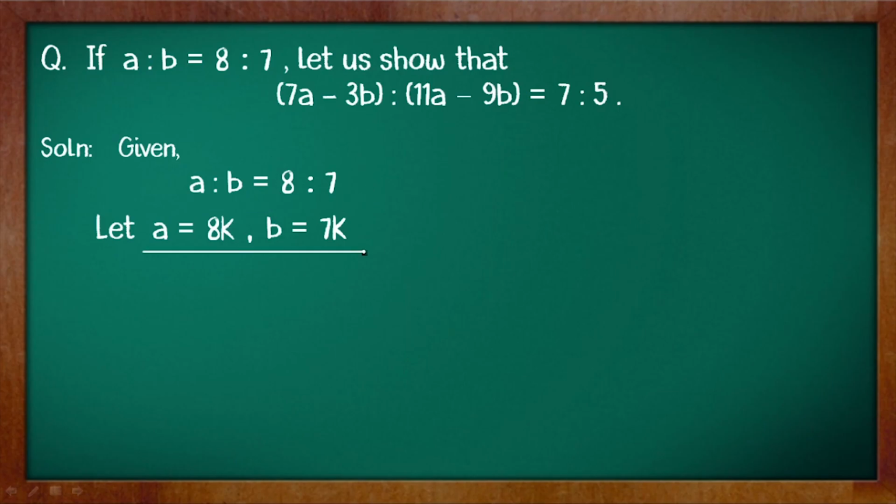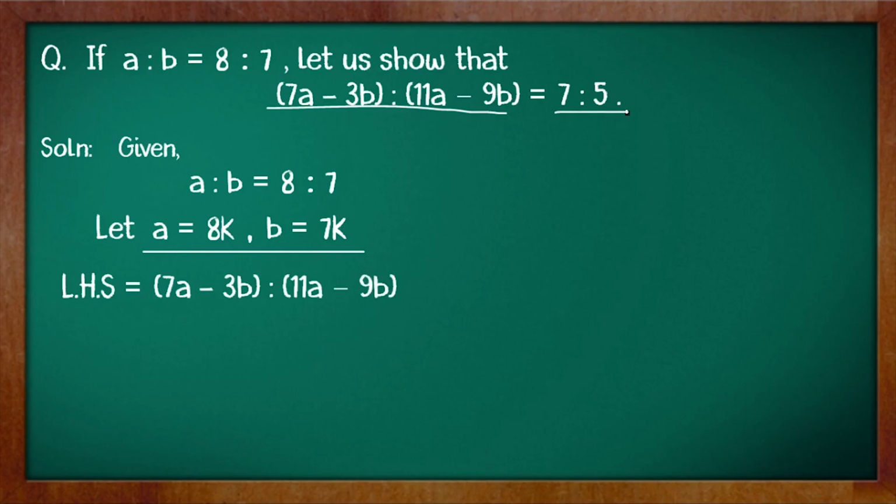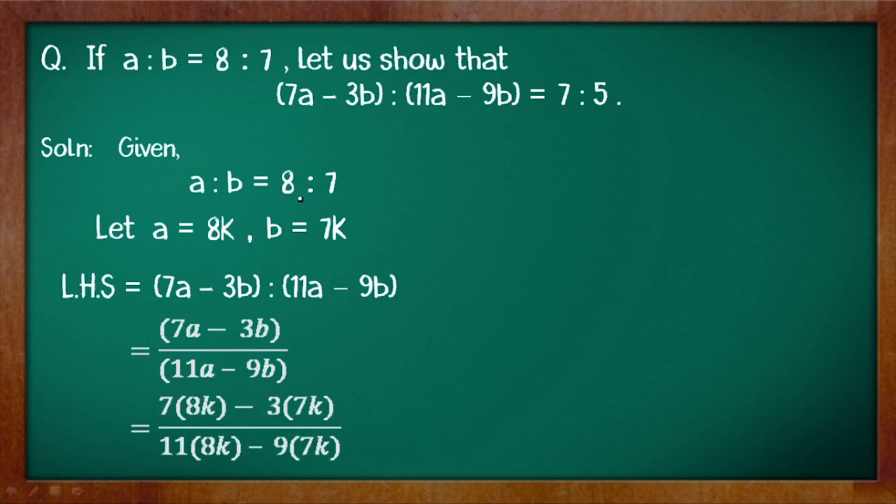Now we'll start with the left hand side and we'll end up getting the right hand side. So we have left hand side equal to 7a minus 3b is to 11a minus 9b. This is in ratio, so we'll convert this into fraction form. So we have (7a minus 3b) divided by (11a minus 9b). We'll put the values of a and b. So what will we get? We'll be getting something like this: 7 into a is 7 into 8k, and 3 into b is 3 into 7k, the value of b.